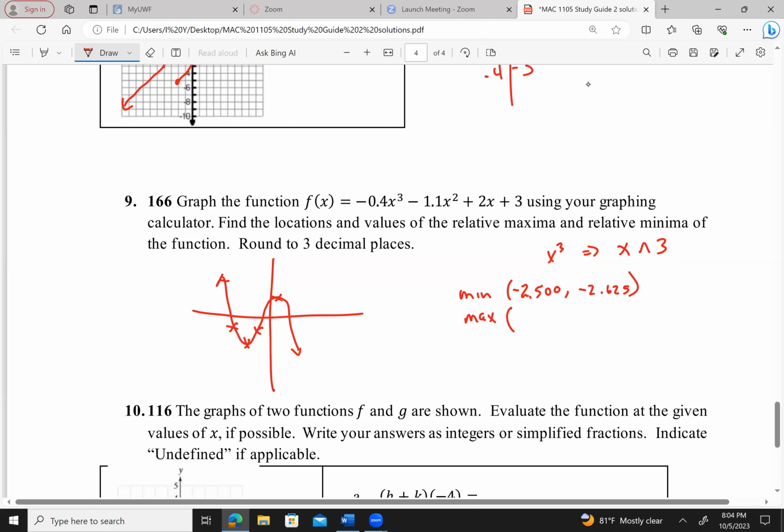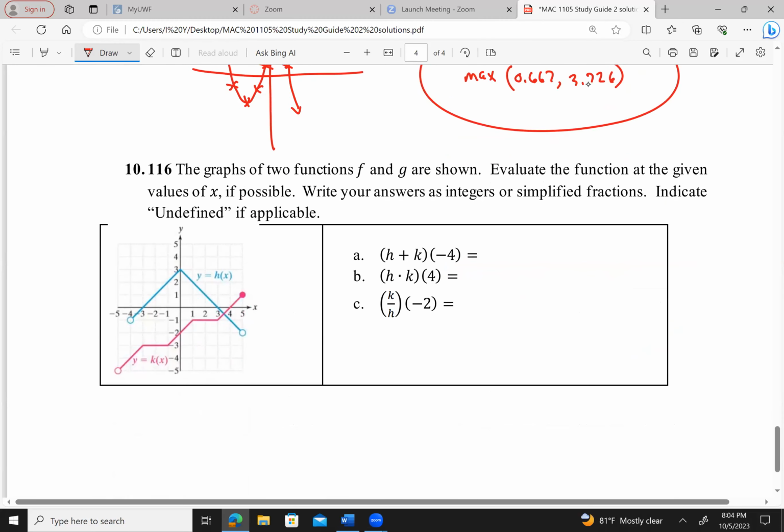Same thing for the maximum, it's somewhere up here. Pick a point here and here. And it becomes 0.667 and 3.726.